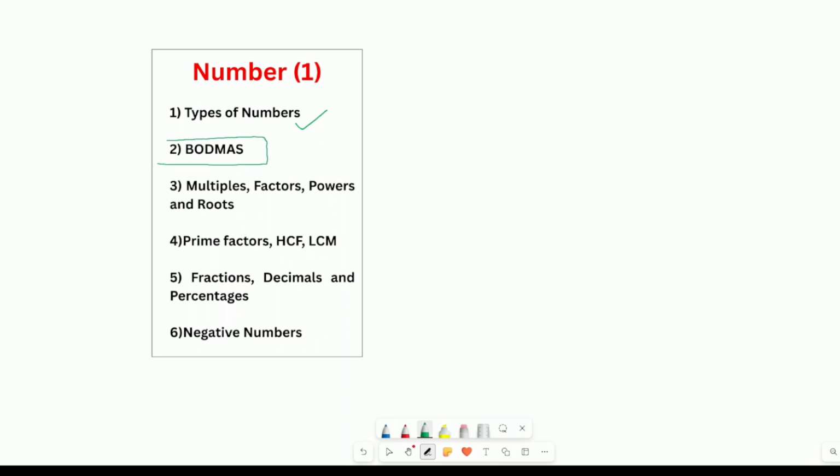BODMAS is an acronym that I will be explaining subsequently in this video, but it's very helpful for us to do different levels of operations in maths and in the right order. You will understand why it is important that multiple operations in mathematics are carried out in the right order. Okay? So that is what this video is about. We will be looking at BODMAS and why it is important that we understand BODMAS.